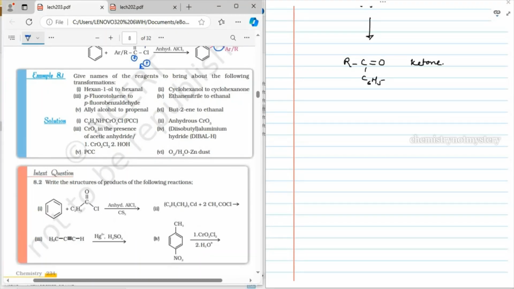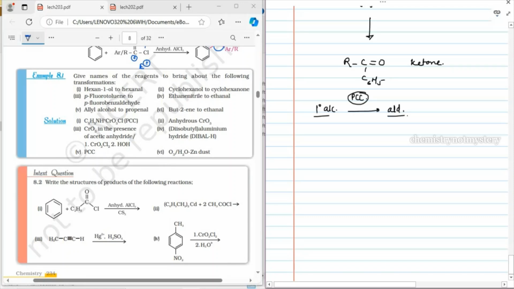Now let's solve these examples. Give the name of the reagent to bring about the following transformation. First is hexan-1-ol to hexanal. So hexan-1-ol is a primary alcohol, and we have to convert the primary alcohol to aldehyde. You can use PCC. PCC is a better reagent for the conversion of primary alcohol to aldehyde.